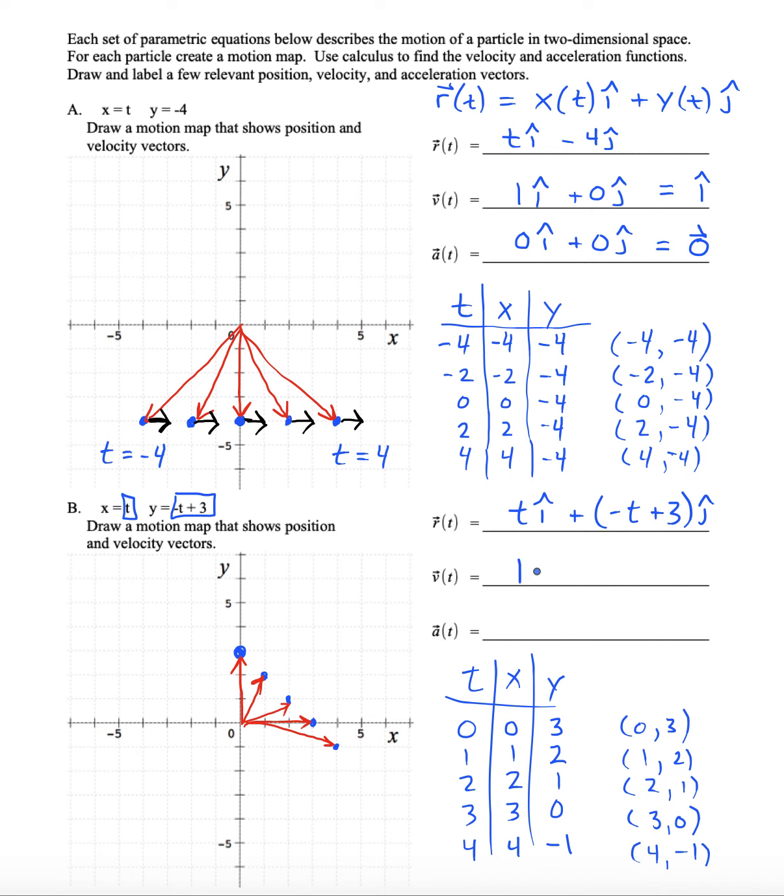So we'll get 1i. Let's see, take the derivative of negative t plus 3. We'll actually get negative 1j. All right, so what's that going to look like then? We need a horizontal component of 1 and a vertical component of negative 1. And so what our object is doing is it's moving down and to the right.